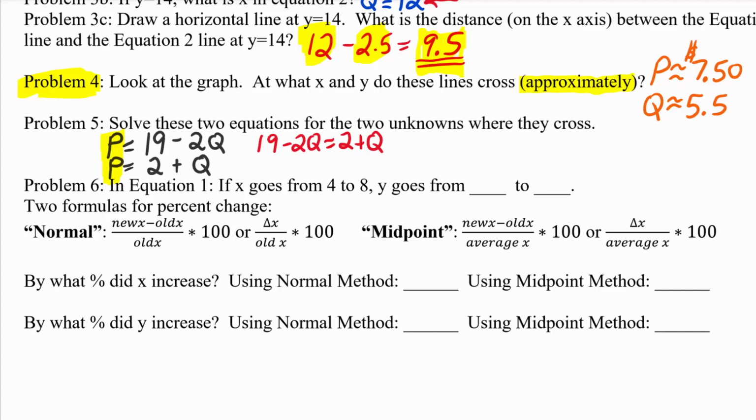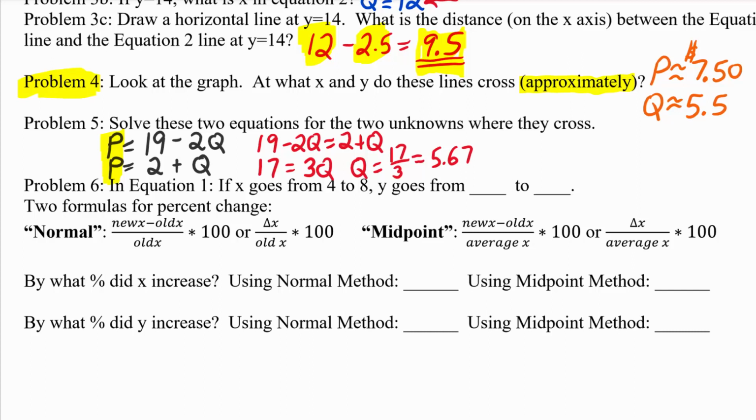So subtract 2 from both sides and we get 17. Add 2q to both sides and we're going to get 3q's. So divide both sides by 3 and we get q equals 17 over 3, or 5.66666. We can maybe round that off to 2 decimal places, around 5.67.